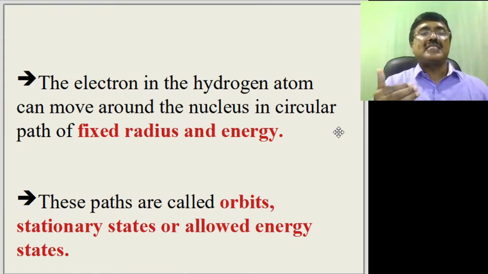These are called orbits, stationary states, allowed energy states, etc. They can be called by different names. We can say allowed energy states. All energy states are not allowed. Stationary states. That means as long as the electron remains in that orbit, there is no change to its energy.